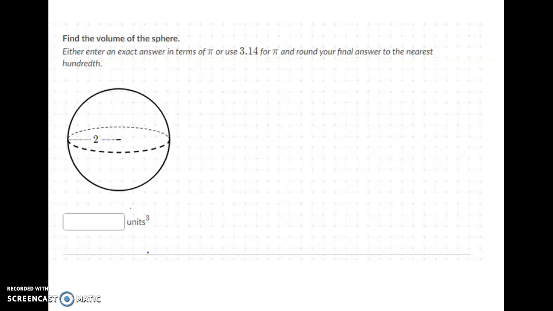So let's start with what we know. Volume is equal to 4/3 pi r cubed. We will substitute in the information that we are given, and we will have 4/3 times 3.14 times 2 cubed.